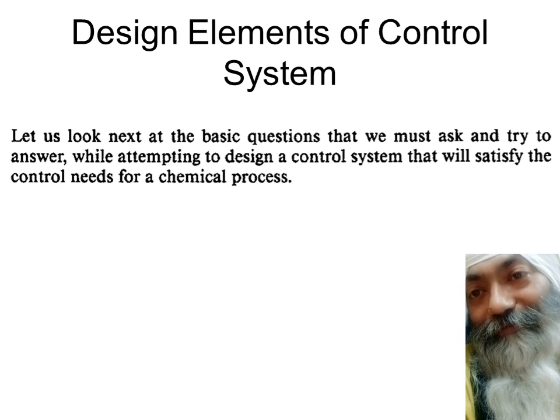When you're going to design the elements of a control system, we have to look into the next basic questions which we must ask, and not only ask, we should try to answer, so that we can design a control system that will satisfy the control needs of a chemical process. So what are those questions? We will ask 5 different questions one by one, maybe in the sequence that is desired. It can be out of sequence also, but anyway.